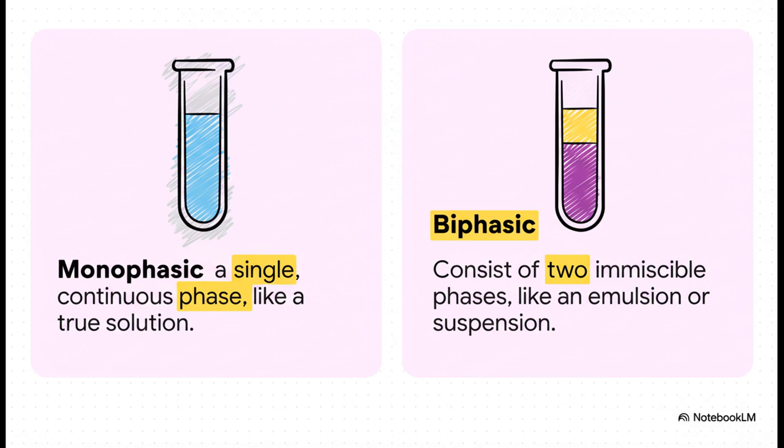But on the other side, you've got biphasic systems. Bi means two. And here you've got two parts that just don't want to mix. The best way to think about it is a salad dressing. You know, oil and vinegar? You have to shake it up right before you use it. In pharmacy, those are your emulsions and suspensions.